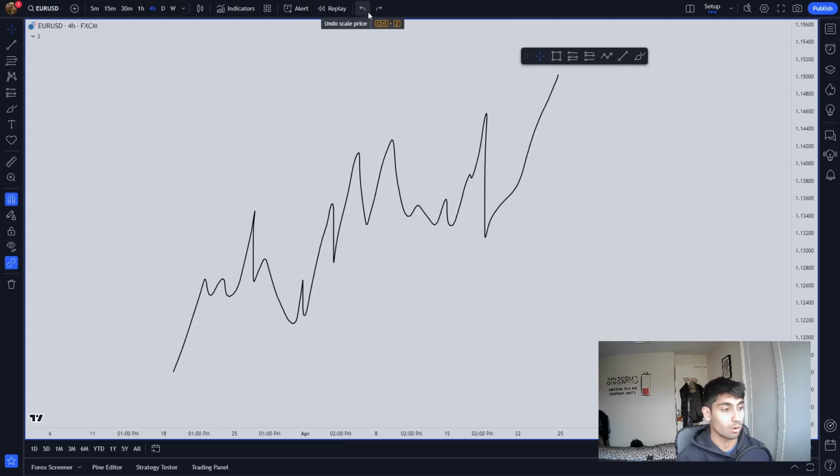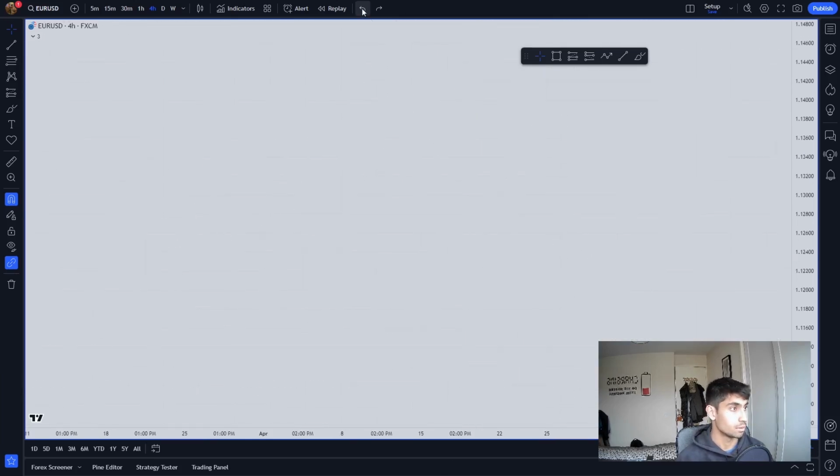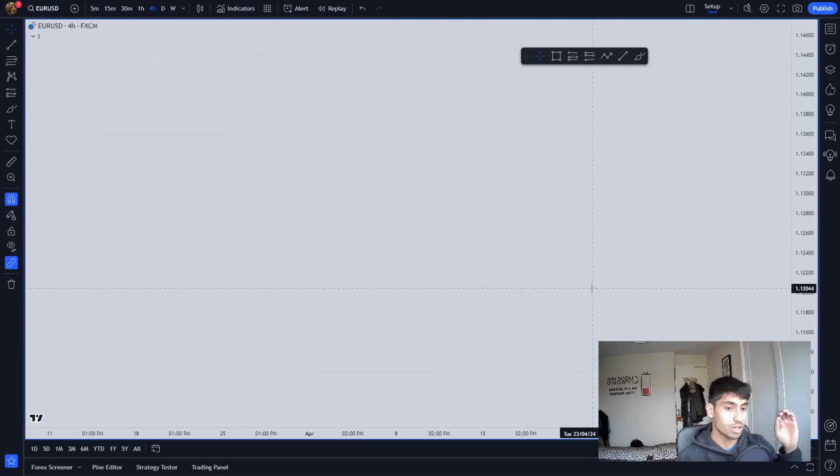Well, how can you tell? Well, first of all, you can see that the price point here is lower than the price point here. So the market did move up. We know that for a fact. But how? What are the features that we can identify that prove that the market's moving up?